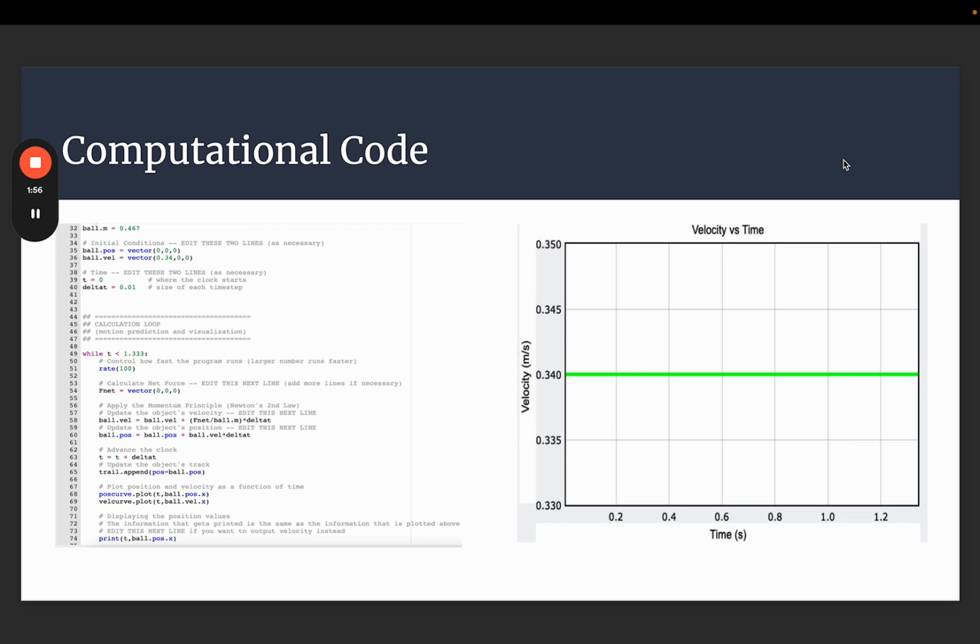I also included a while loop to show how fast the program runs, and used this code to print out my graph, which can be seen on the right, which shows a constant velocity as predicted per the experiment. The velocity stayed at 0.340 throughout the entire experiment.